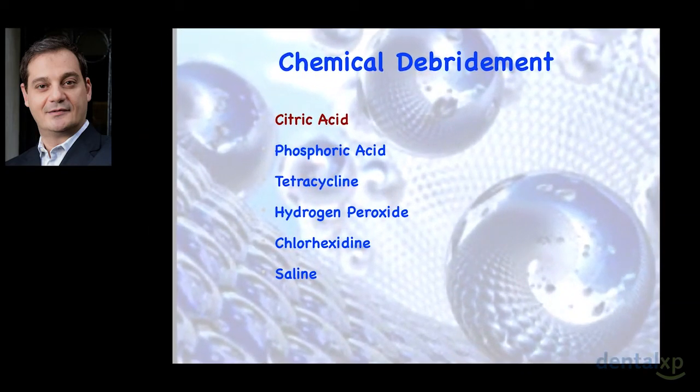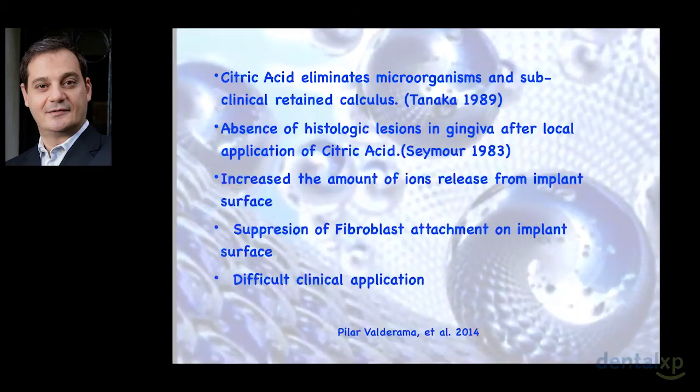If we look at the citric acid, which has been used in periodontics also, it will eliminate microorganisms and subclinical retained calculus, with absence of histologic lesions in gingiva, increase the amount of ions released from implant surface, suppression of fibroblast attachment on implant surface, and difficult clinical application. The last two are the shortcomings of it.